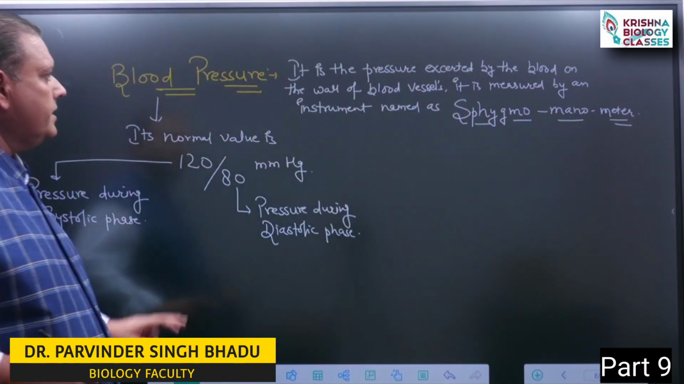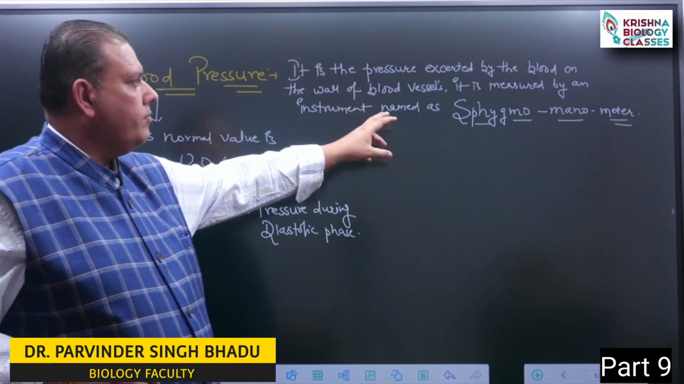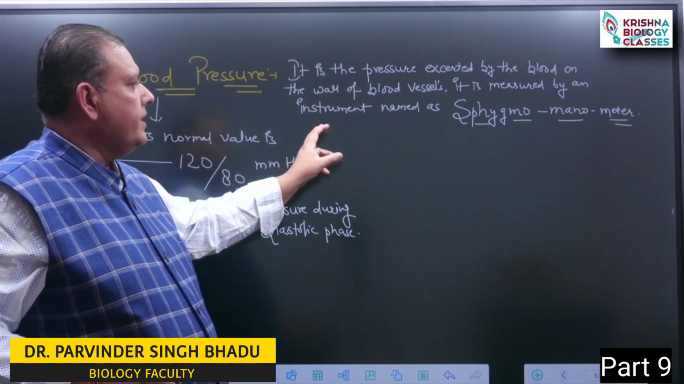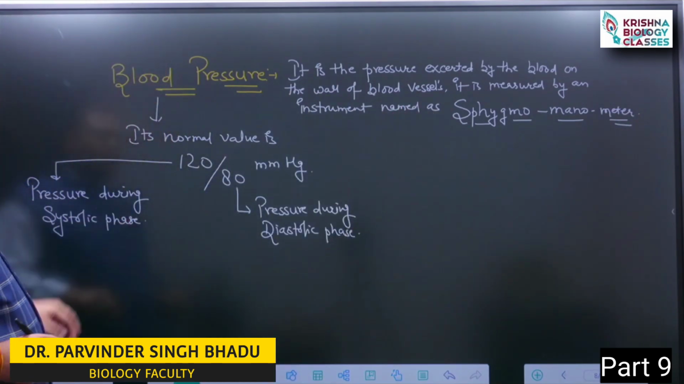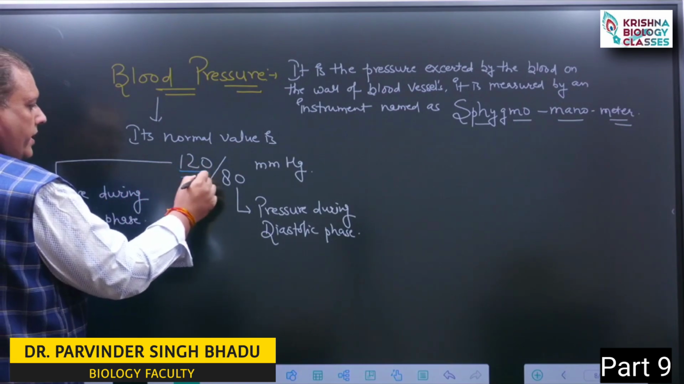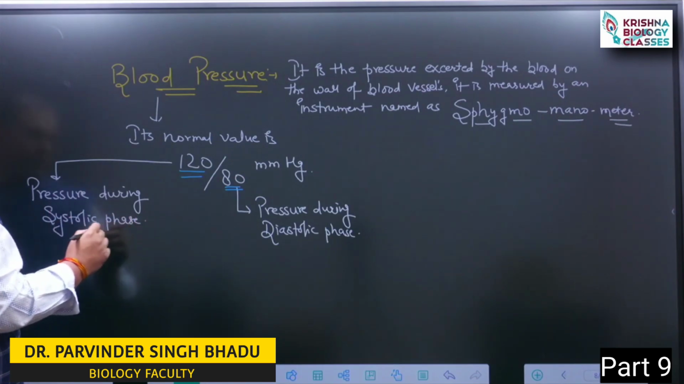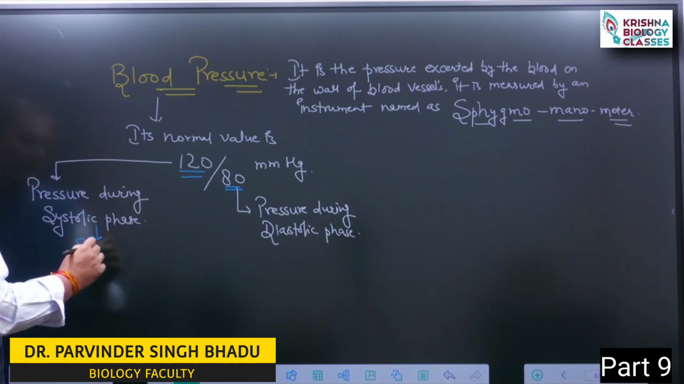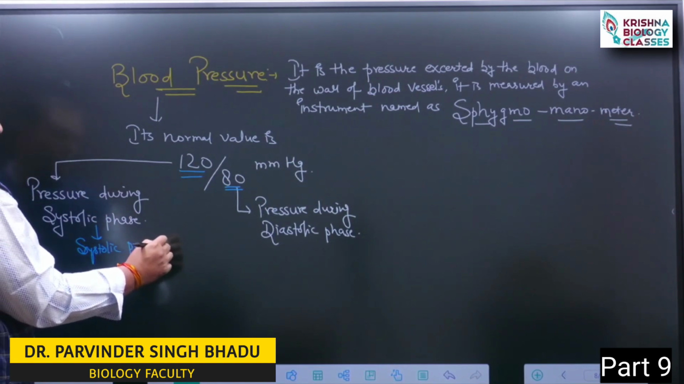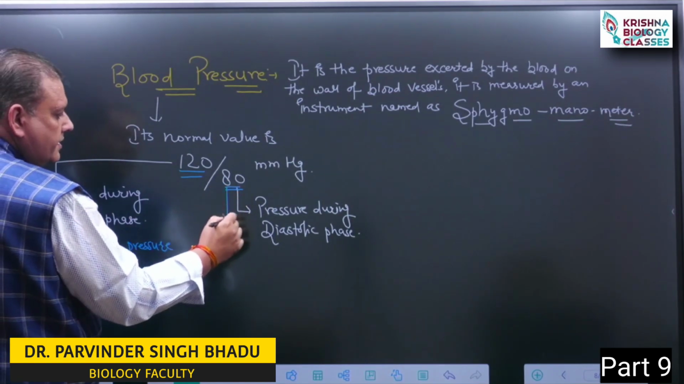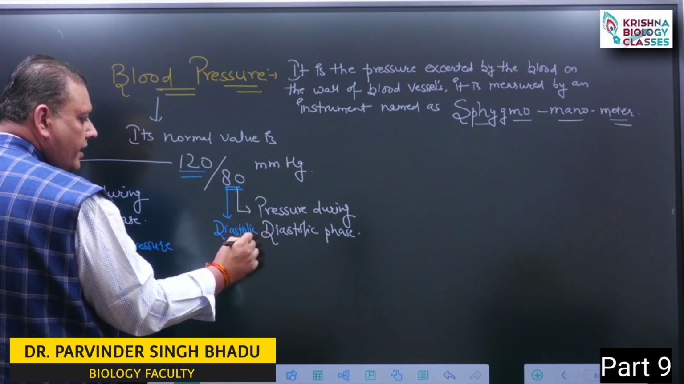Now blood pressure, it is the pressure exerted by the blood on the wall of blood vessels and measured with the instrument named as sphygmomanometer. We used to represent it 120 by 80. This is known as pressure during the systolic phase, so called systolic pressure, and this is pressure in diastolic phase, so called diastolic pressure.